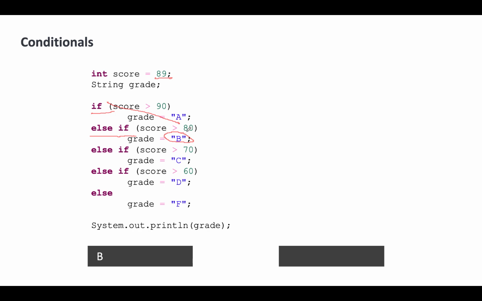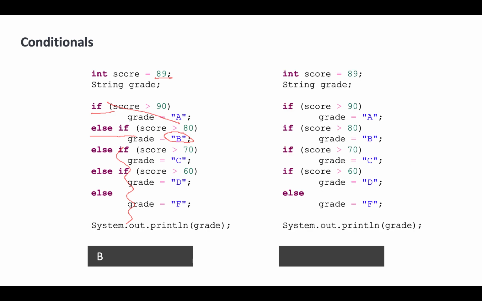We've met our true condition. So it means that we can exit from the whole condition tree, skip all this down here, and then go to the last line that prints the grade. And the grade that we have at this point is B. So B is printed. Okay, what about this code?